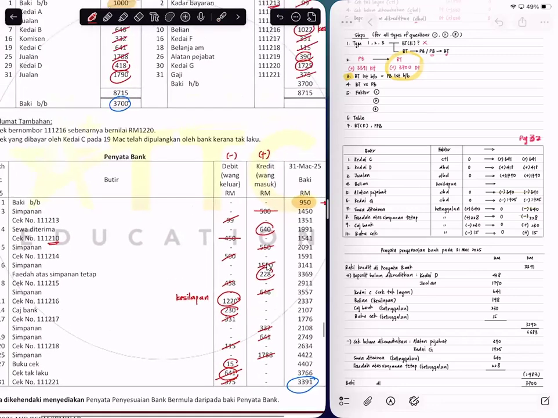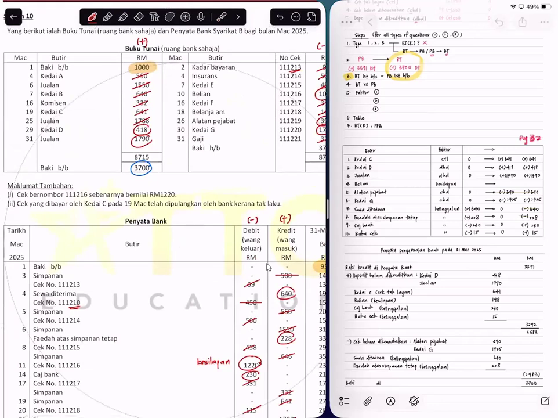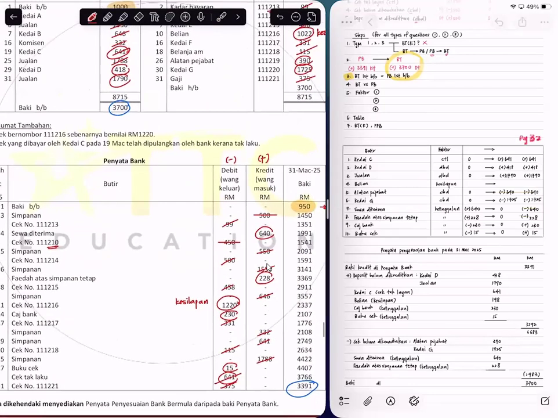So if you're referring to the question, if you're referring to the buku tunai 641, is this 641 recorded the impact in your Penyata Bank? You got three 641 here in buku tunai and Penyata Bank, but end up Penyata Bank knock off already. So both already hilang. That means we actually have this transaction 641 in buku tunai, but is it showing in Penyata Bank? Yes or no?